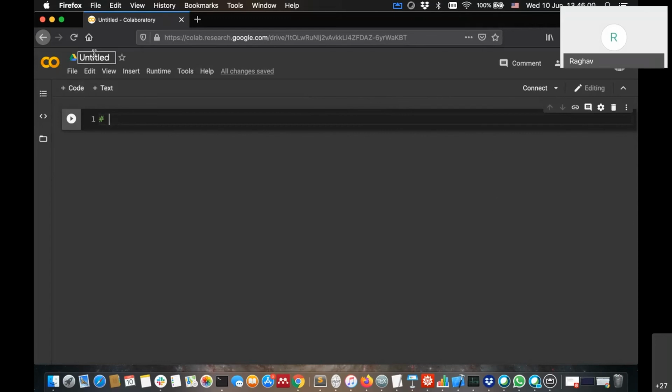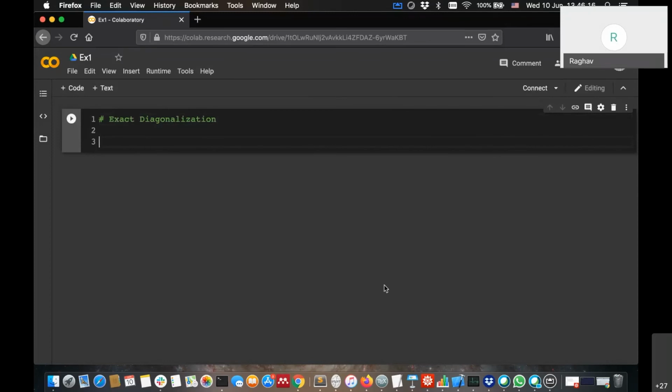So we can just name this something like exercise 1. And we want to do exact diagonalization. For this exercise, you don't need to download any files from the Dropbox folder. So you can just follow what I'm doing here, and then we'll see what happens. For the other exercises, however, we need to look into the Dropbox folder, so you should download the files which are already there. Okay, so let's. You should try to do this on your laptop as we go along, and I'll keep on explaining.